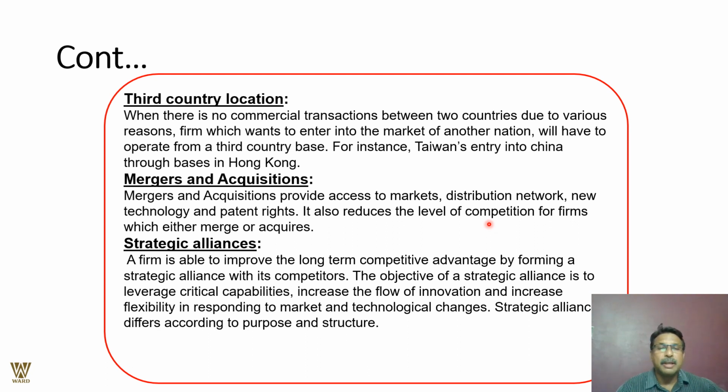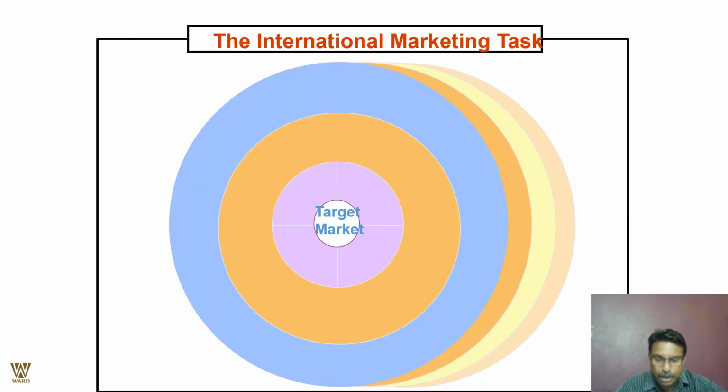Strategic alliances. A firm is able to improve its long-term competitive advantage by forming a strategic alliance with its competitor. The objective of strategic alliances is to leverage critical capabilities, increase the flow of innovation, and increase flexibility in responding to the market and to technological change. Strategic alliances differ according to their purpose and structure. And that is what we are all looking forward to.